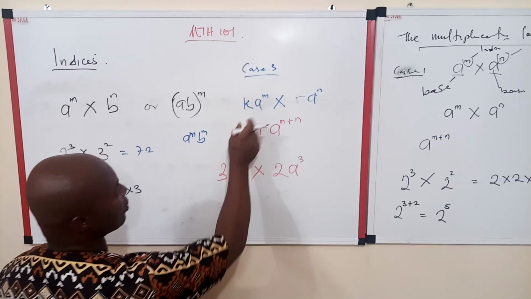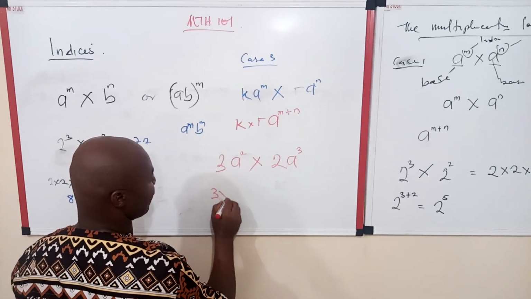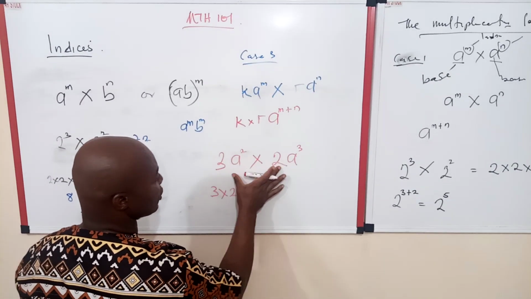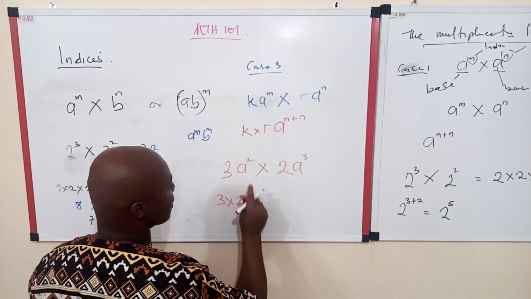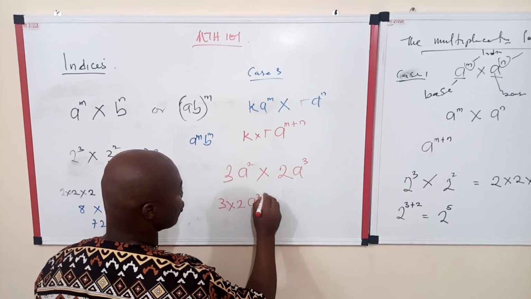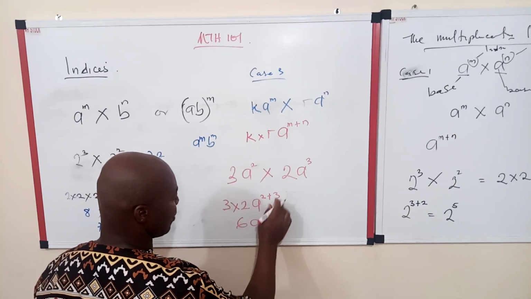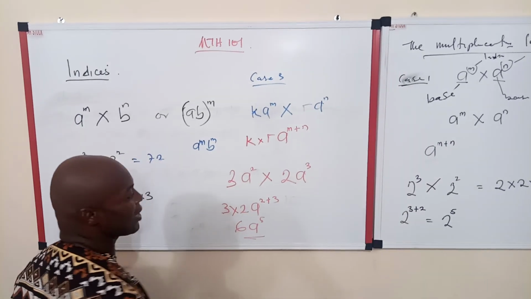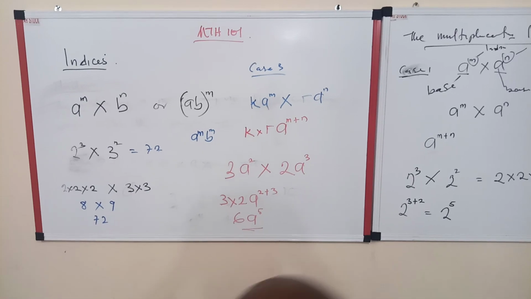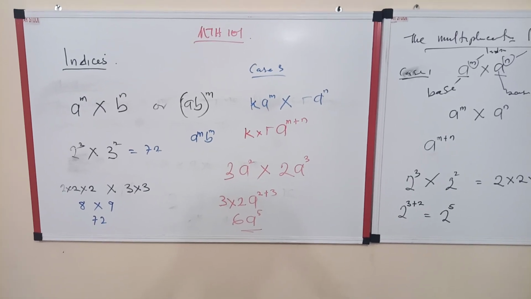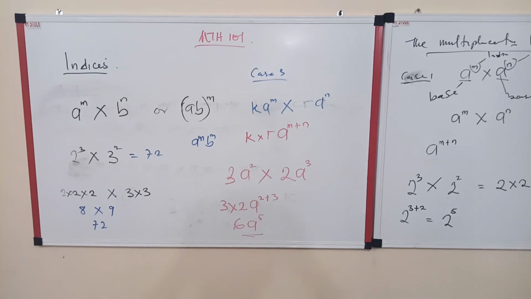First of all, multiply the coefficients. So if you do that, you're going to have 3 times 2, which are the coefficients. The bases are the same, so we take one of them, then you add the powers, 2 plus 3. So here we're going to have 6, a raised to power, when you add this, you're going to have 5. So in this third case, you can see that the only difference is the coefficient that we have.